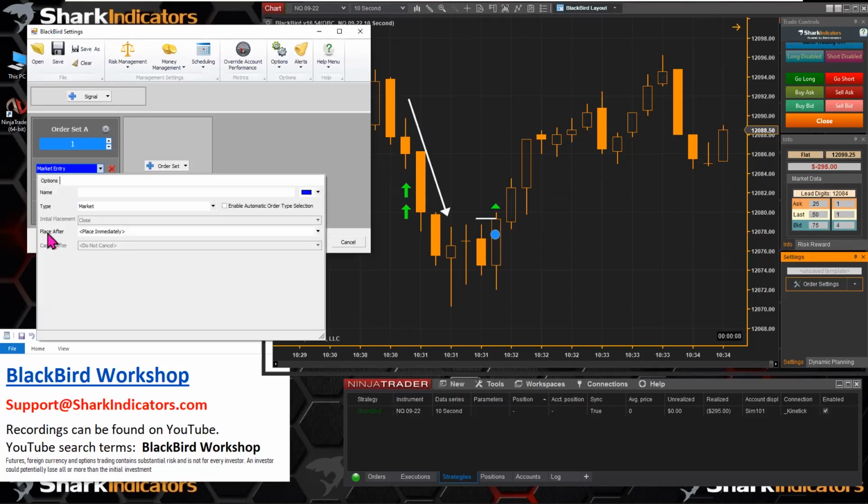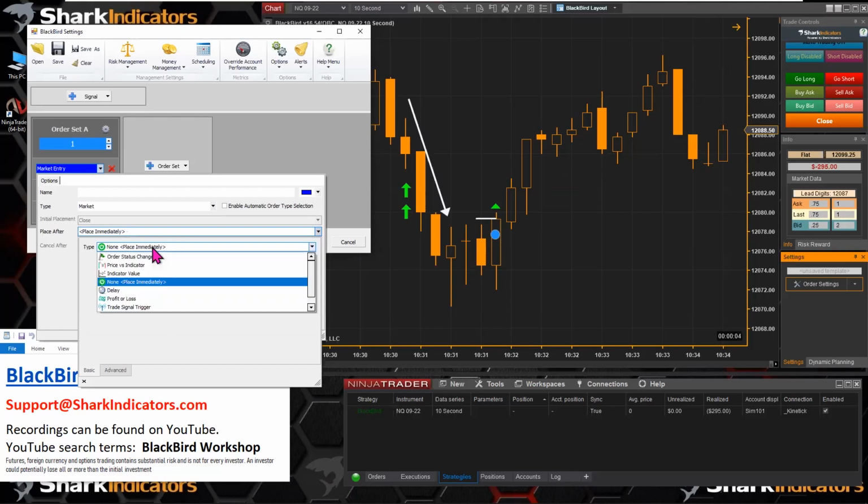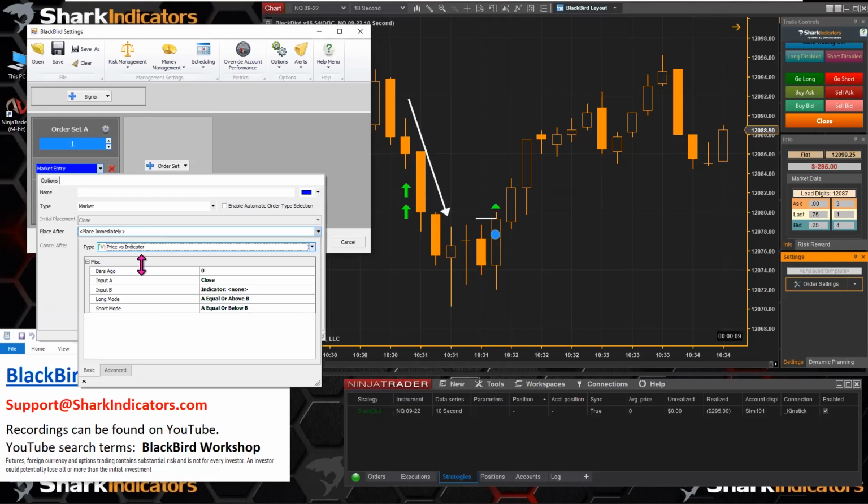So now we want to go into the place after, and we're going to create this secondary requirement of the bar having to close above the previous bar's high. To do that, we can use the price versus indicator. Just think of the price versus indicator as something more generic: it's input A versus input B. Input A is going to be the close of the current bar, and input B is going to be the high of the previous bar.